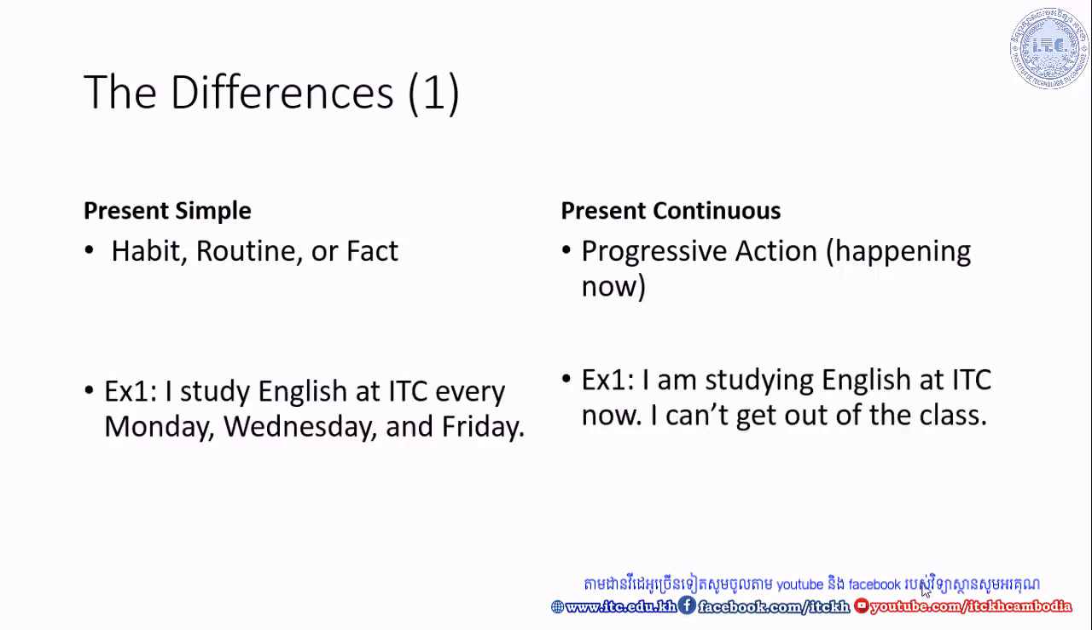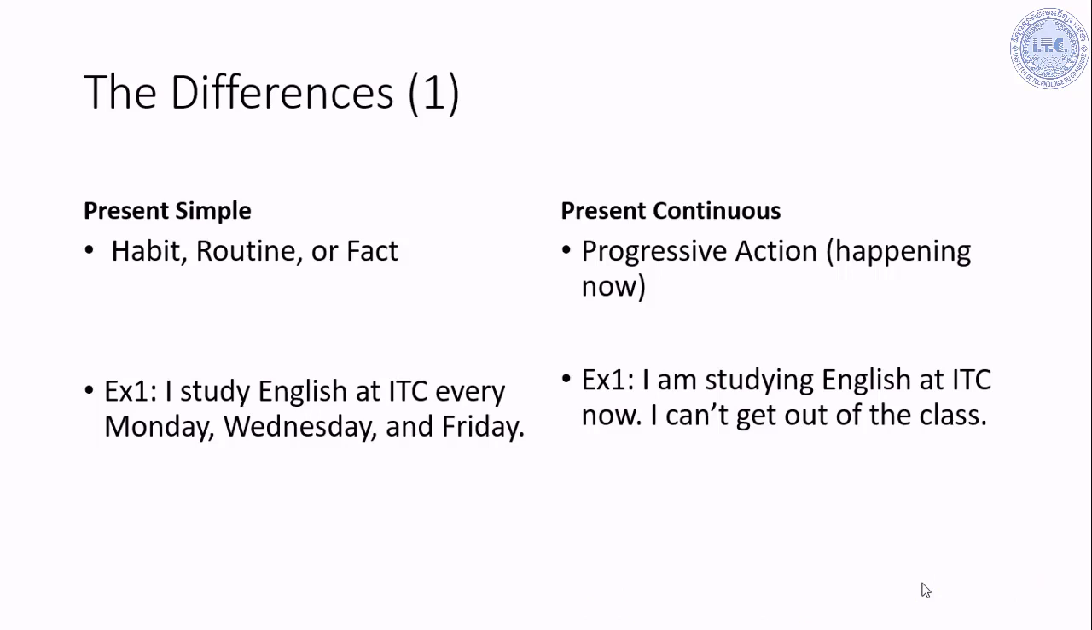Now let's take a look at the example. When you talk about habit or routine, you talk about repeated action. You do it again and again and again. This is your habit, because again you do it again and again. So when you talk about habit, you have to use present simple. And if you want to use present continuous, it has to be about progressive action, meaning that the action that you are talking about is happening at the moment that you are talking. Look at the two examples.